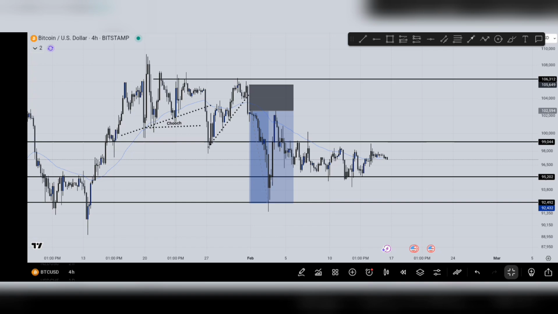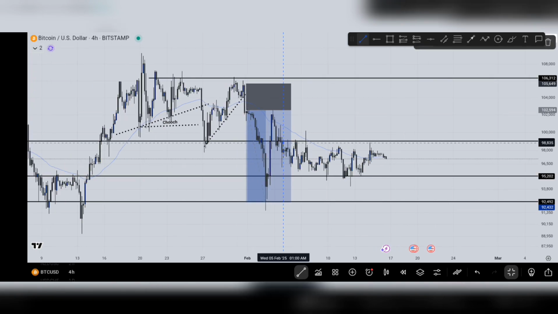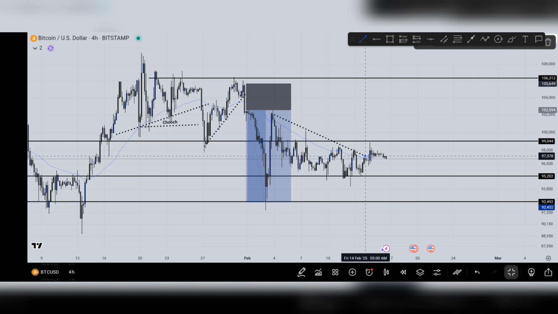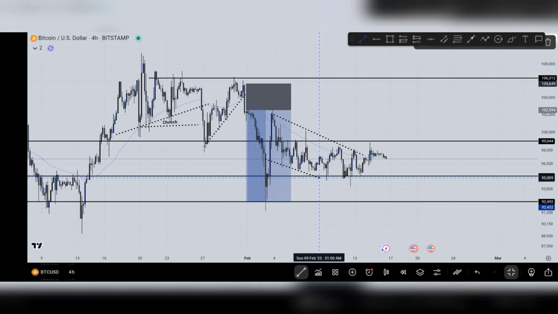So my analysis for this week will be, I'm seeing a kind of correction at this point. Some kind of correction at this point.